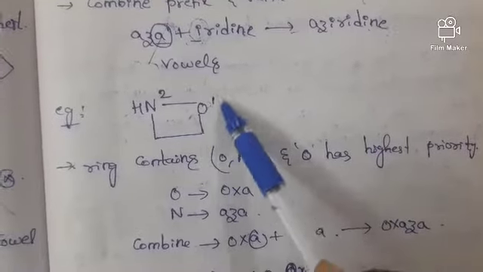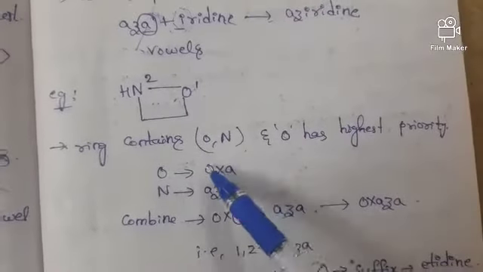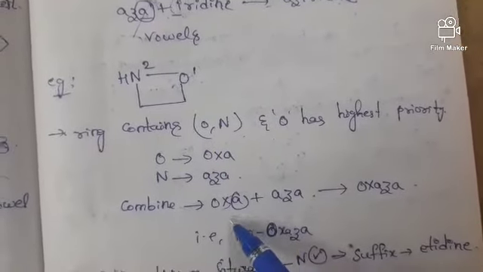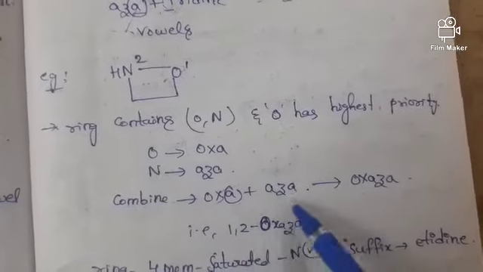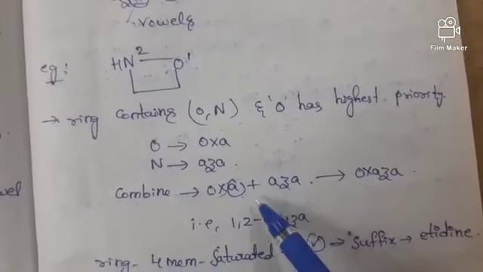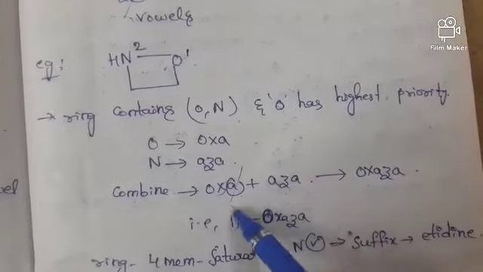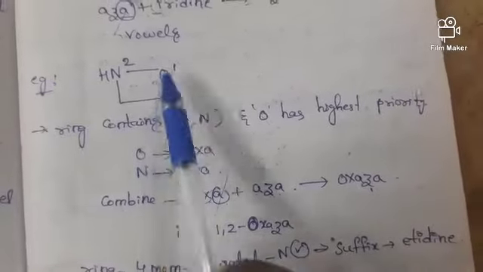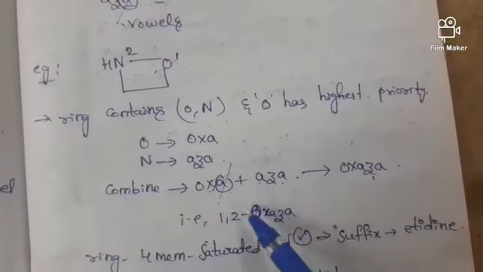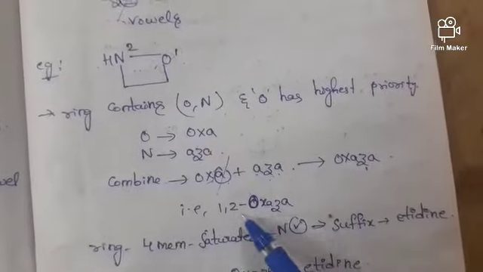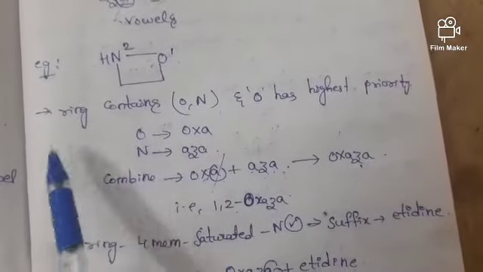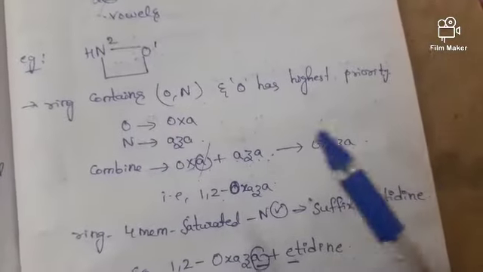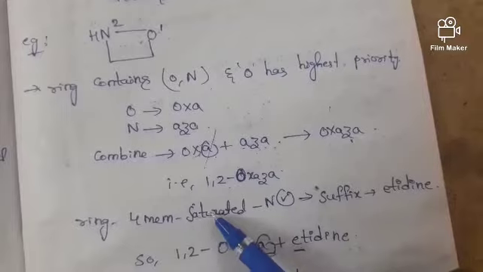For oxygen it is oxa. For nitrogen it is aza. So we have to combine these two. First priority is given to oxygen, so the prefix for oxygen is oxa, and the prefix for nitrogen is aza. These two are vowels, so one should be removed. So we will get oxaza. At 1 and 2 positions we have the heteroatoms, that's why it should be written like this: 1,2-oxaza. Now we have completed the prediction of prefixes. Now let us enter into the suffix.